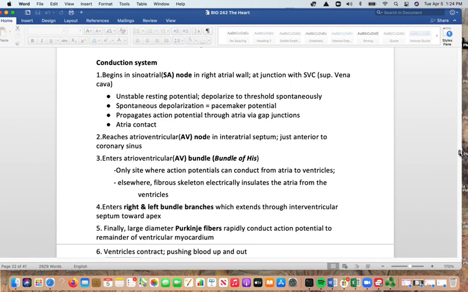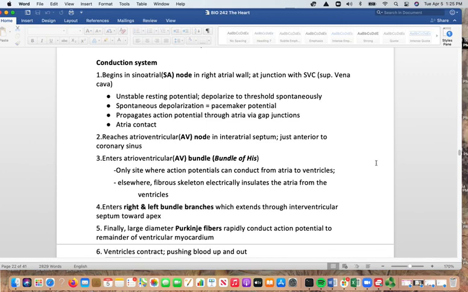ventricles. This is important because we want to have the atria contract individually first and then the ventricles afterwards. If all four are contracting at the same time, blood's going to squirt out in all four directions. That's not what we want. We want it to go from the atria to the ventricles and then the ventricles out into either the vessels to the lungs or the vessels to the body. So this fibrous skeleton is what electrically insulates it and allows this to happen.